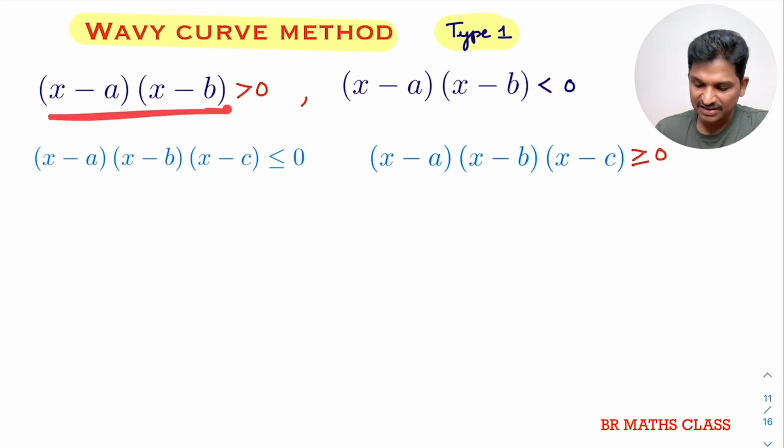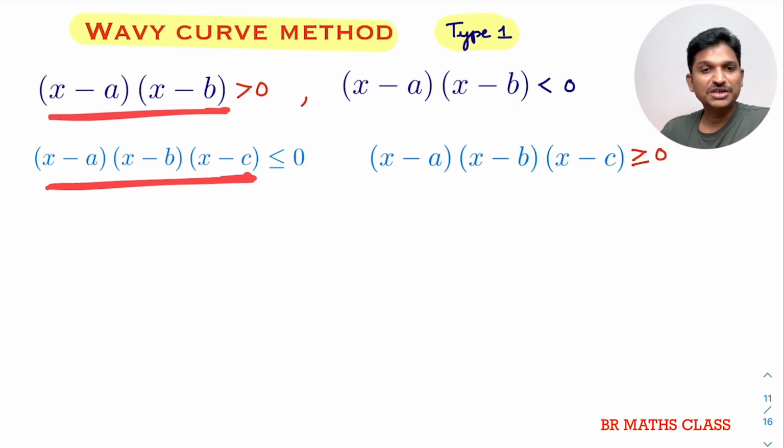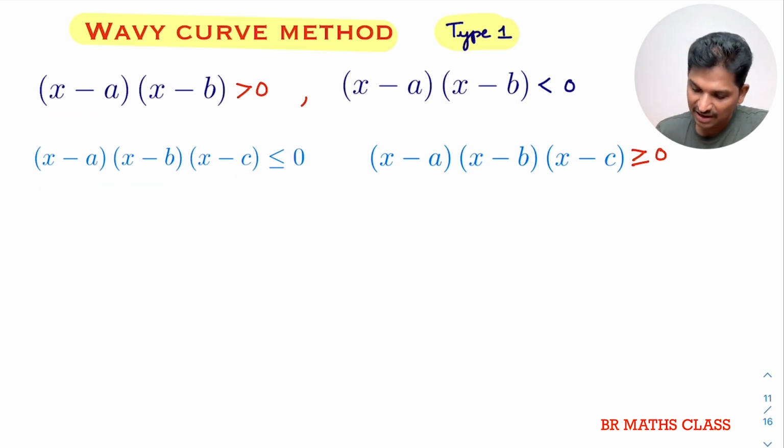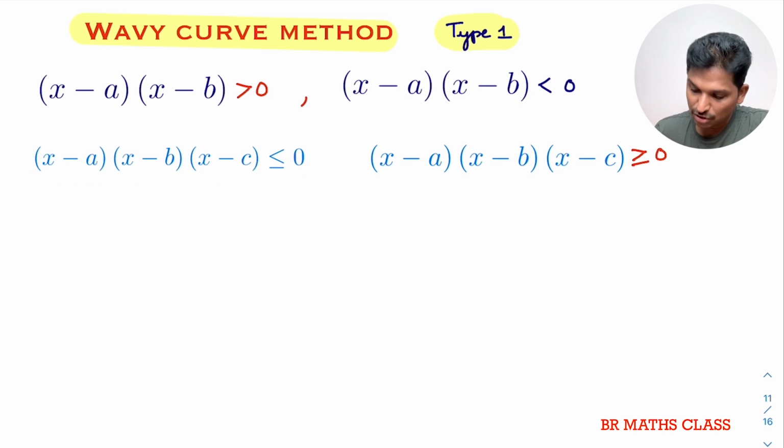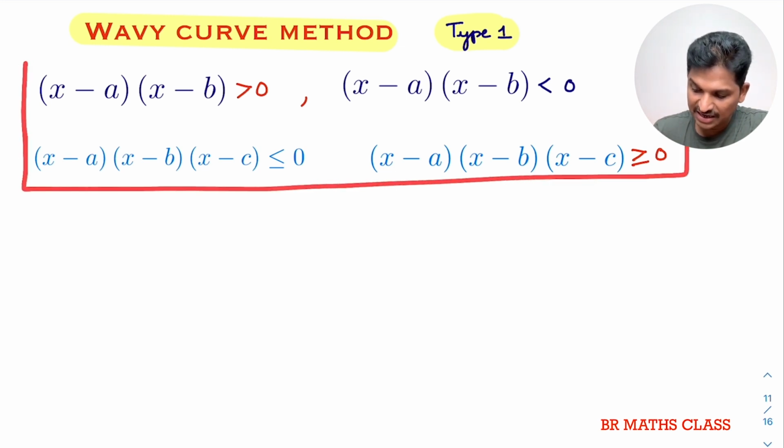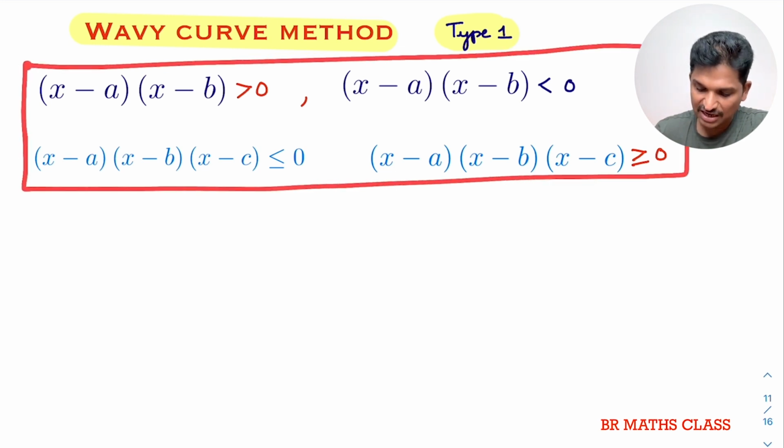This can be extended. For example, here product of three functions is there, (x minus a) into (x minus b) into (x minus c). If they ask to solve for x values which satisfy this inequality, then we can use the wavy curve method. Here less than or equal to is there, strictly less than is there, the procedure is still the same. So the first type is what? If given linear inequalities of this type, then how we solve with the help of the wavy curve method.